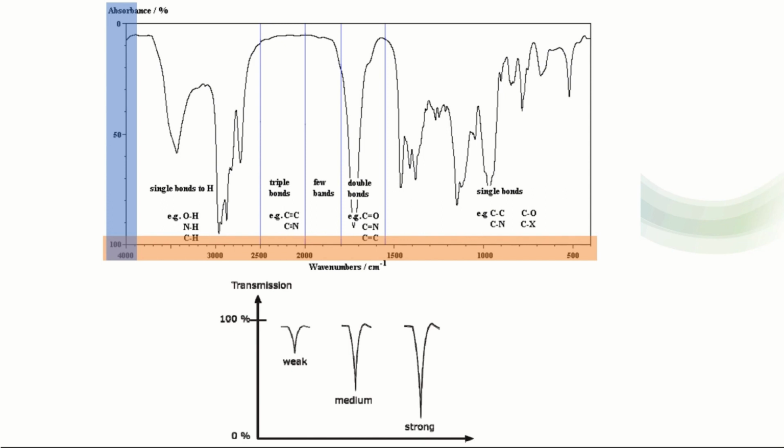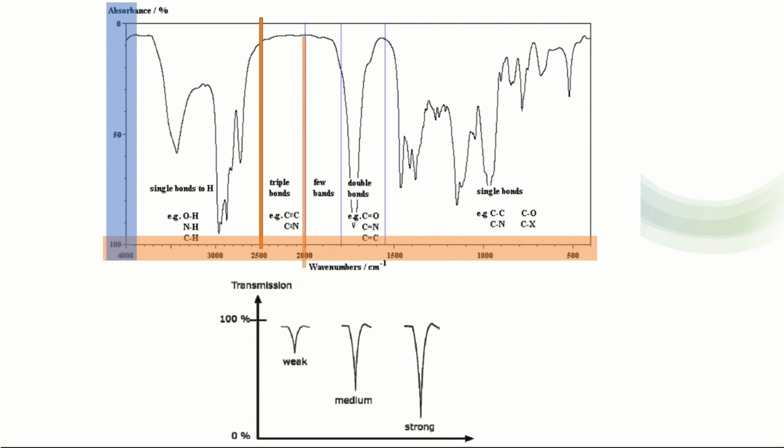So I have divided this image into a few sections. For example, the first one we have is right above 2500. So all the peaks that we have above 2500 until 4000 are all the peaks of atoms that have a single bond with hydrogen. For example, oxygen-hydrogen, nitrogen-hydrogen, or carbon-hydrogen. So they're all single bonds with hydrogen.